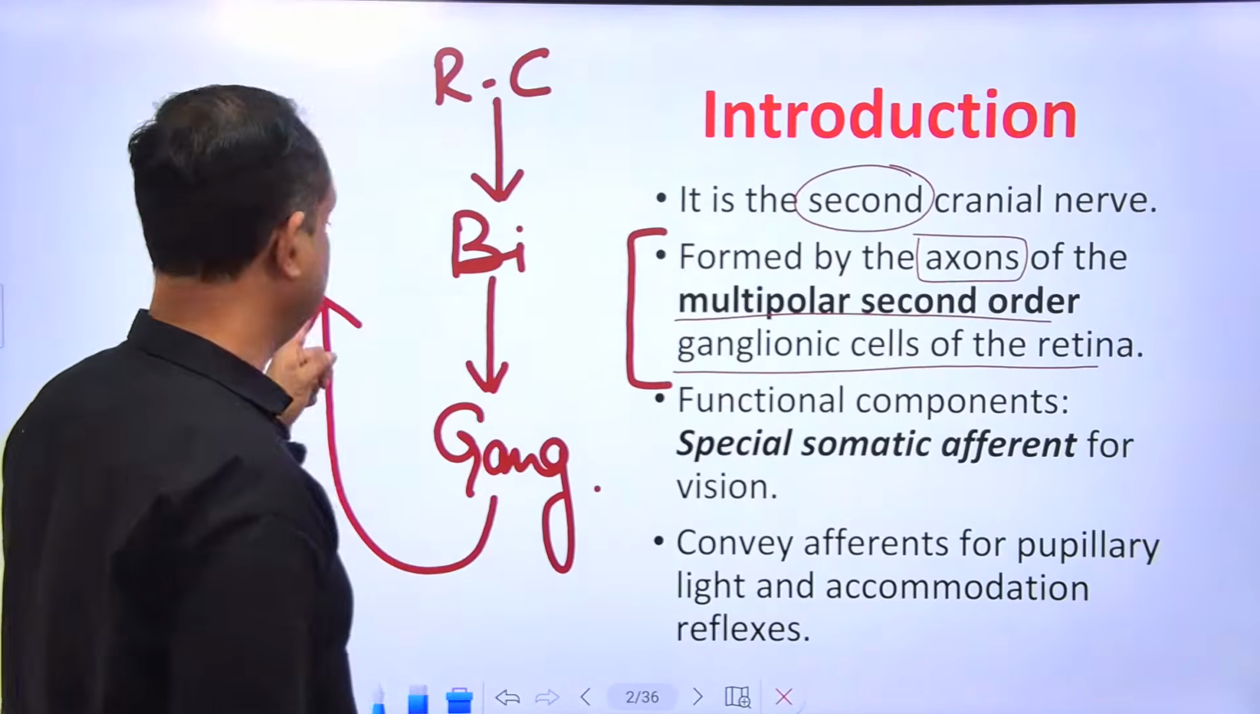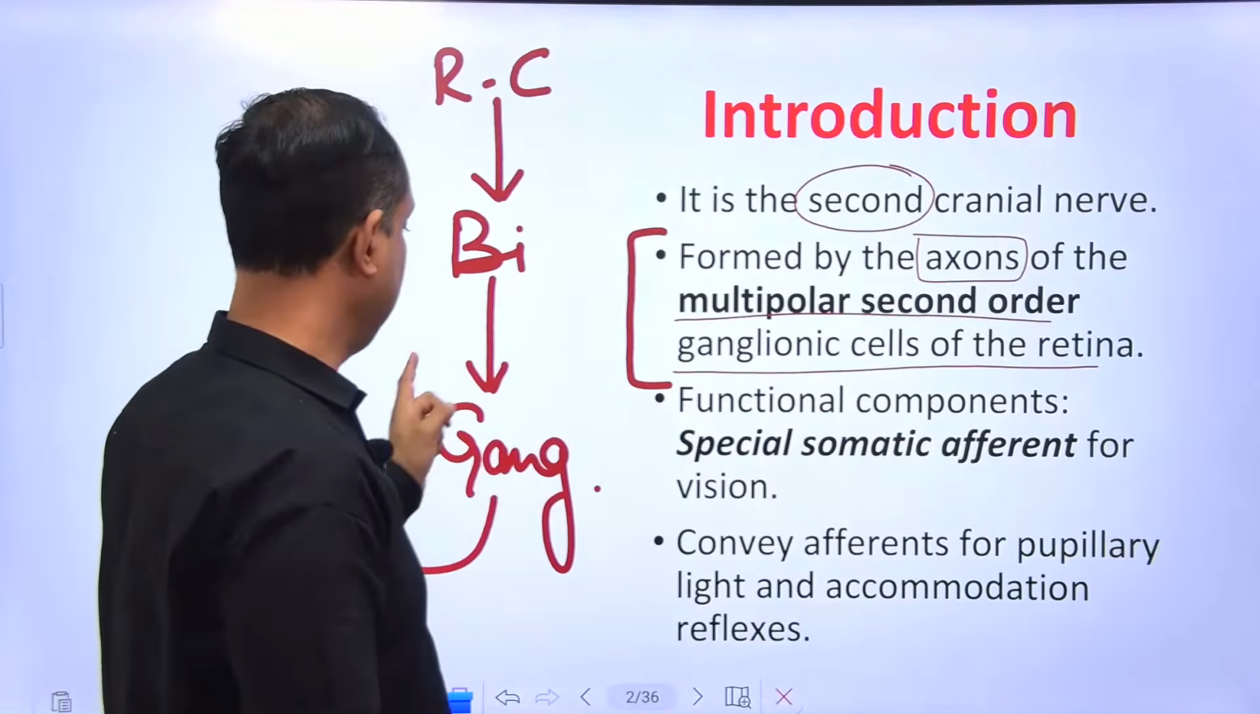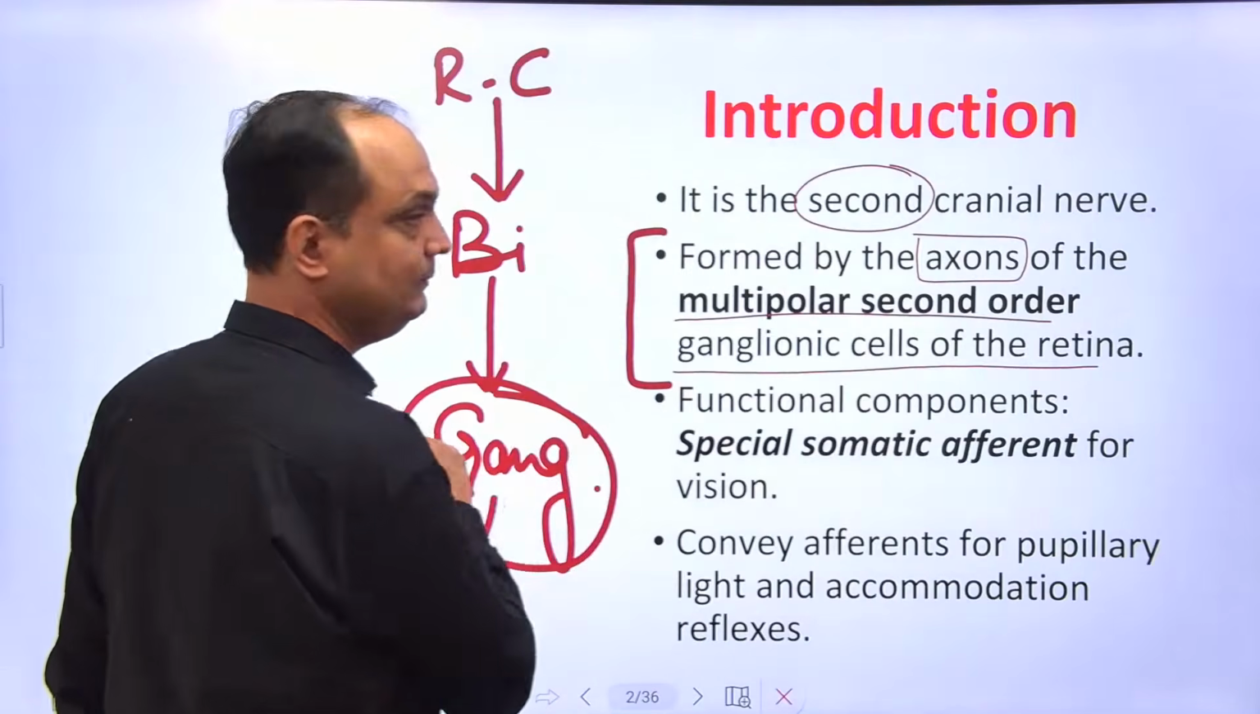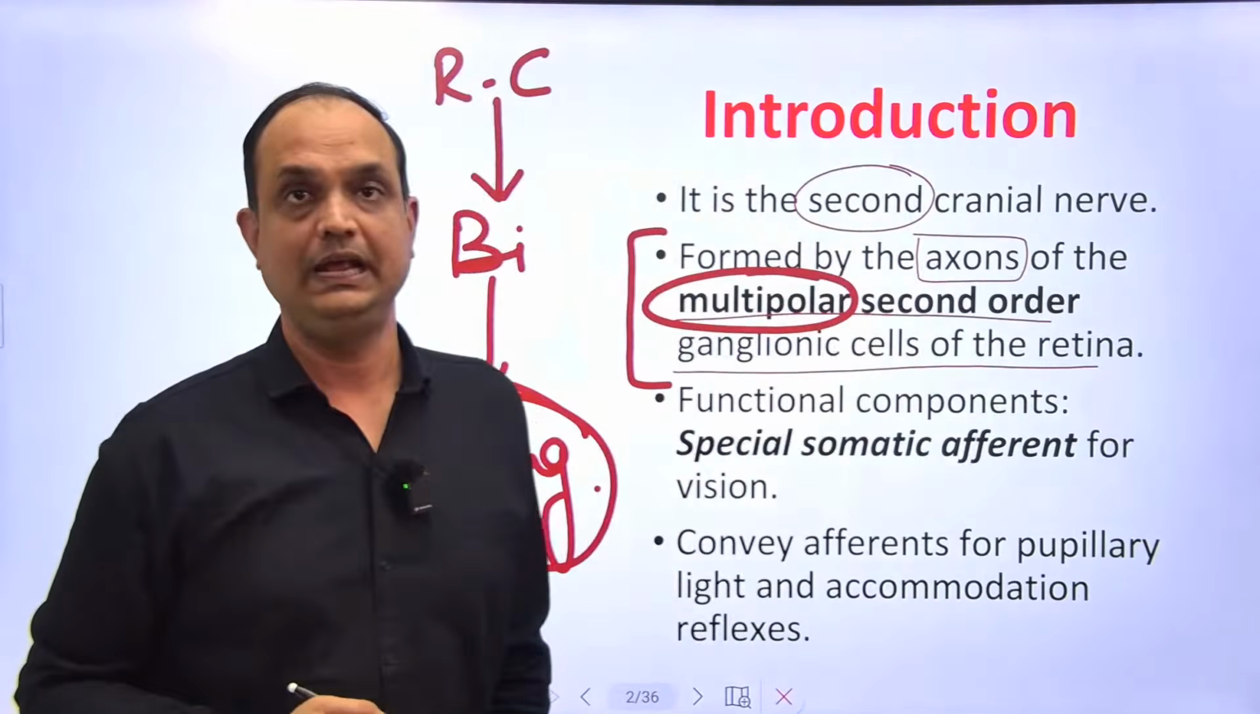Now these fibers later go on to form your optic nerve. But these ganglionic cells are not bipolar, they are multipolar neurons. So this is a question for your exam.